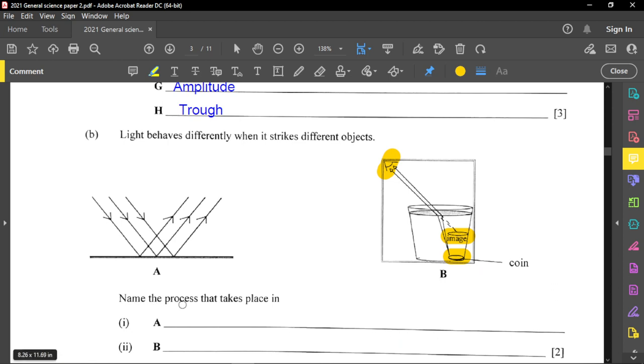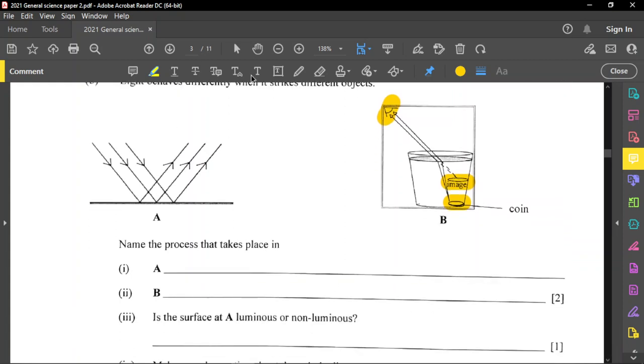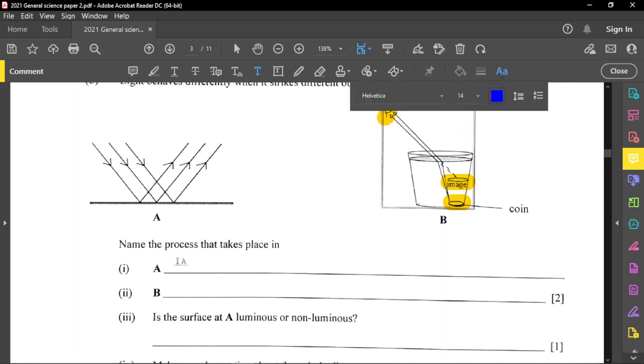And here's the name of the process that takes place in A and also B. So let's name the processes that take place here. In A, what is taking place is something called reflection. So reflection is taking place right here. And I want to give you a little definition for what reflection is. Reflection is when the image of the object is seen. All right, so that's a reflection right there.